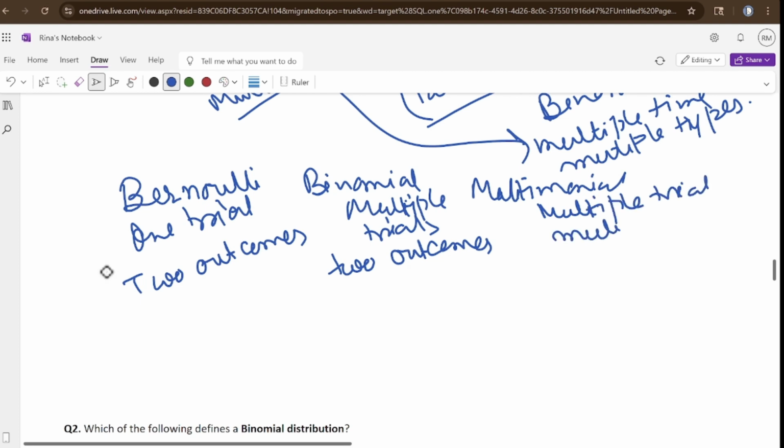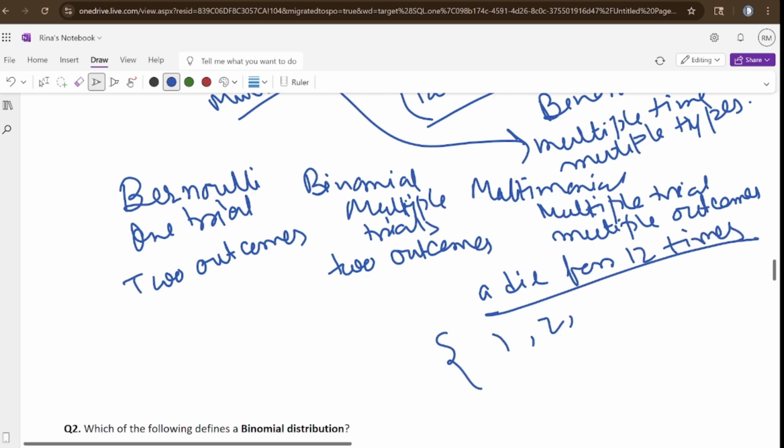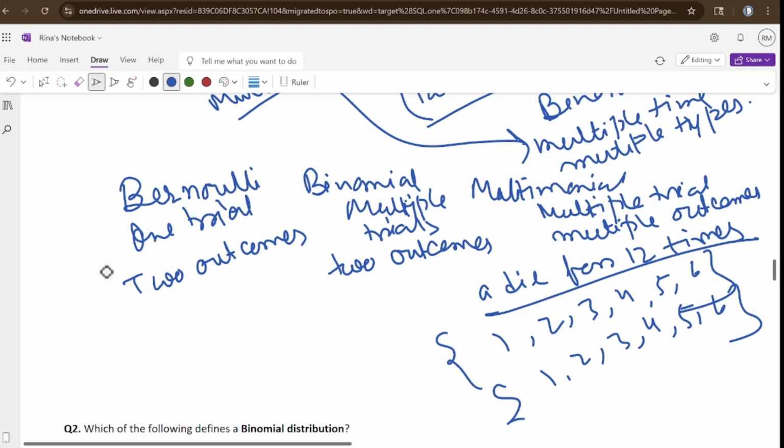Example is, let's say you throw a die. So your outcome is from 1 to 6 and you throw it multiple times. So let's say you throw a die for 12 times. Right. So first time it may be from 1, 2, 3, 4, 5, 6. Second time it may be from 1, 2, 3, 4, 5, 6. This way it will continue 12 times. So you are doing multiple trials and multiple outcomes. Okay. So you understand the difference between these three.